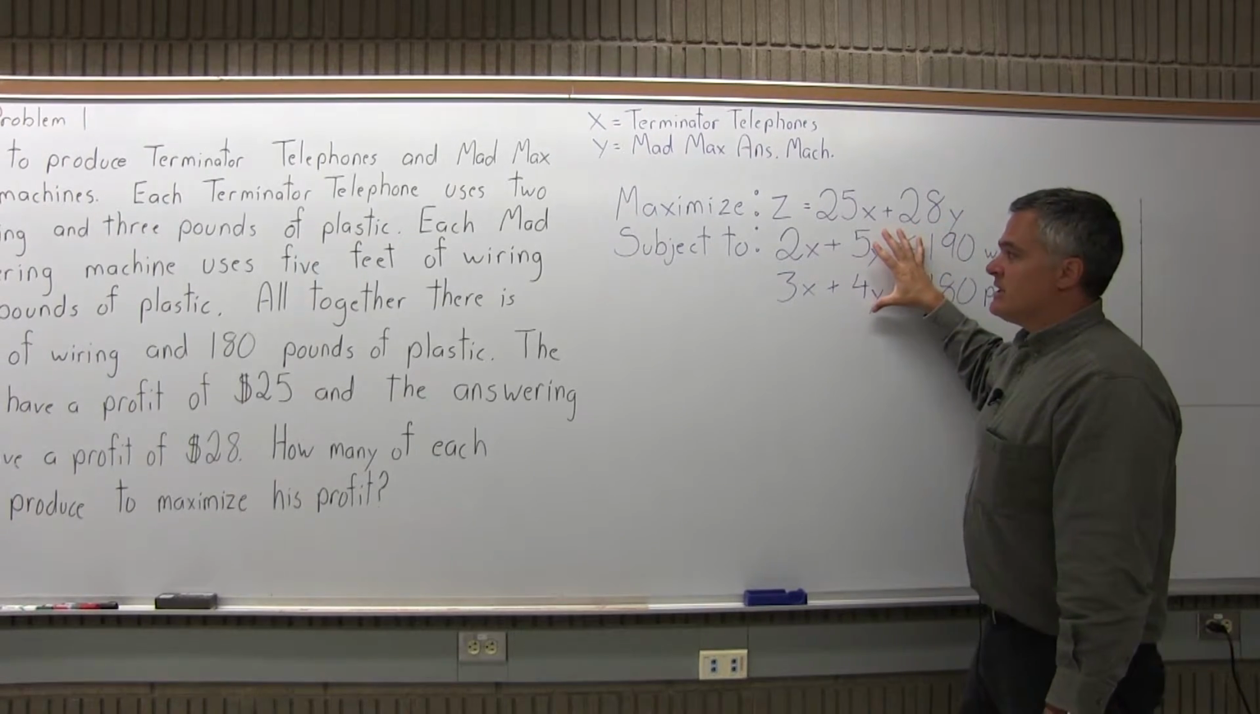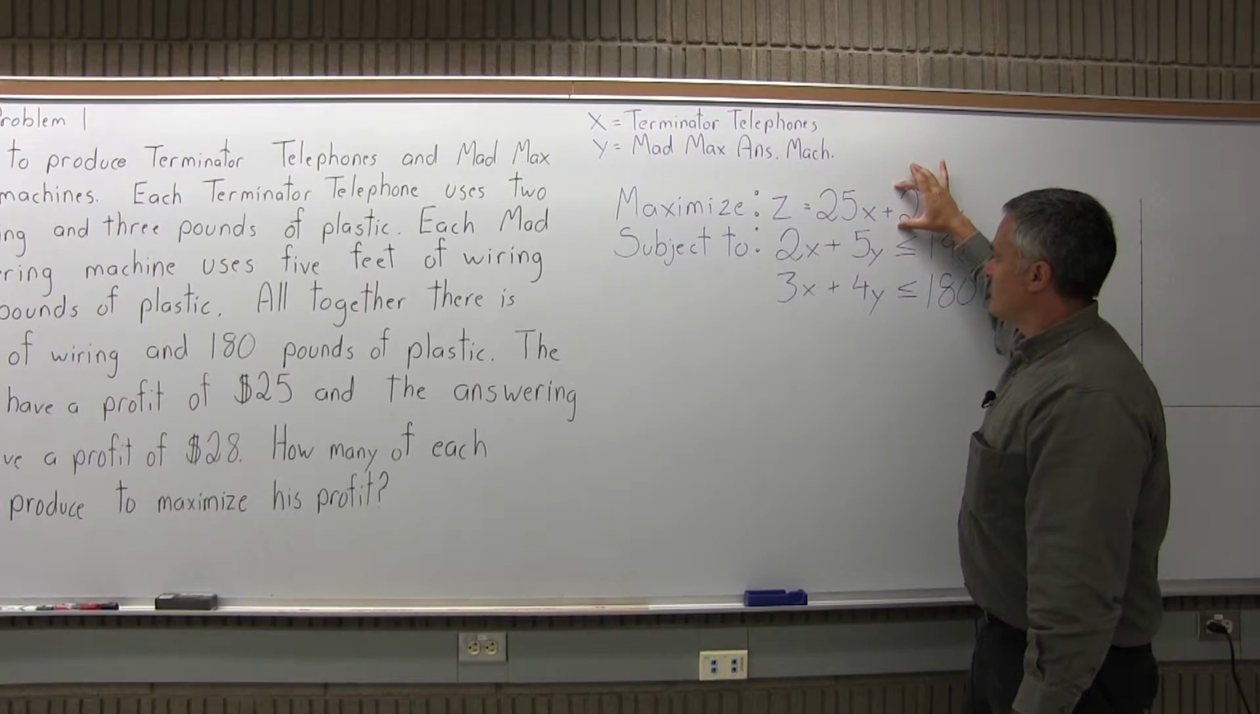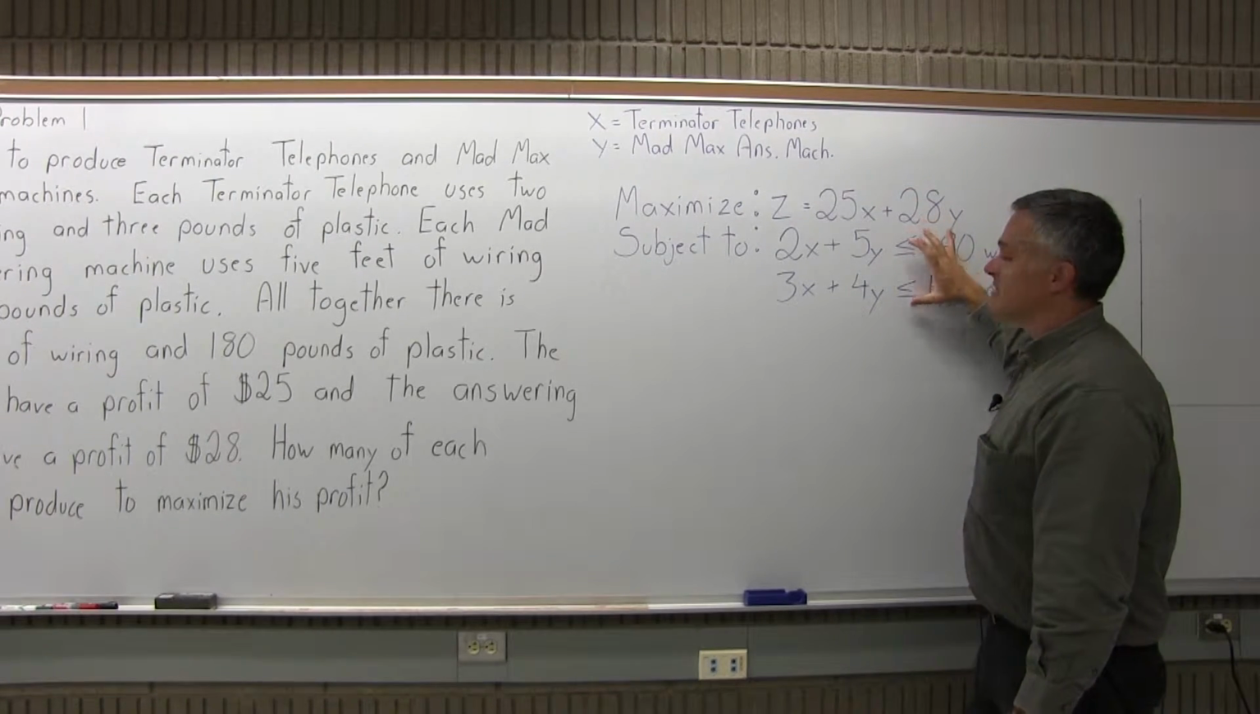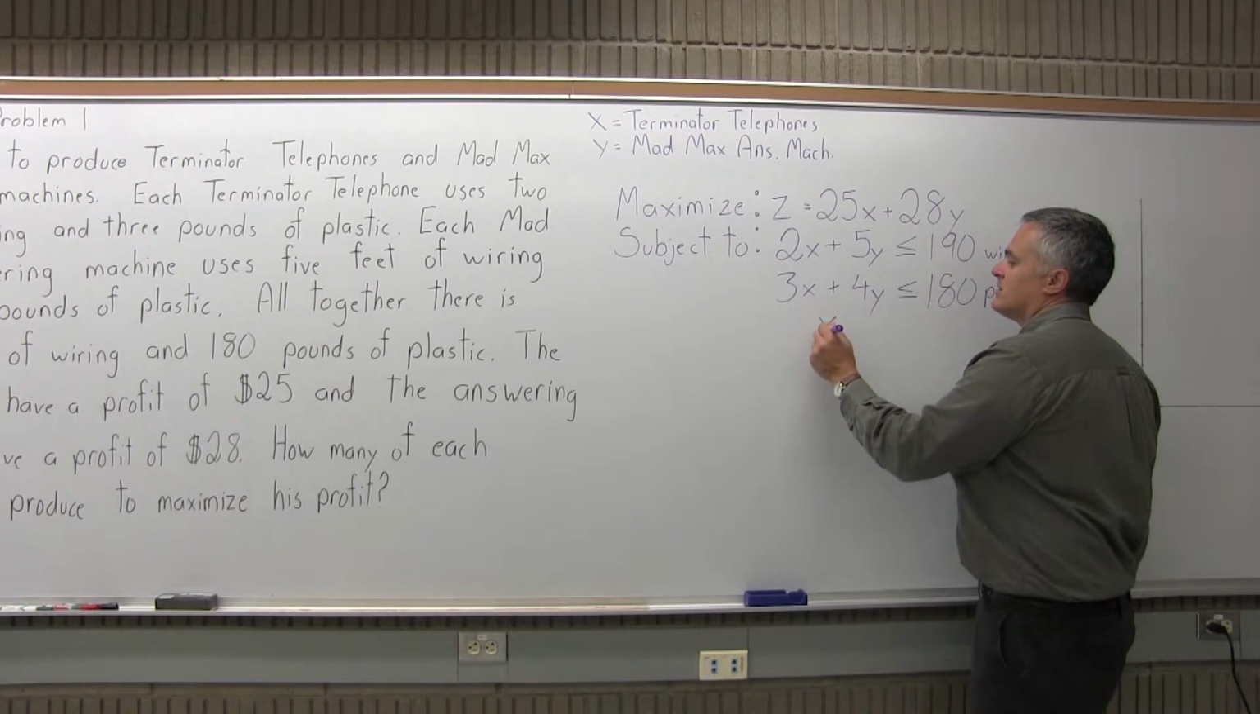So these are my constraints. Step 1, identify the variable. Step 2, write out the objective function. Step 3, set up the constraints. Step 4, for each variable, you must include that it is greater than or equal to 0.